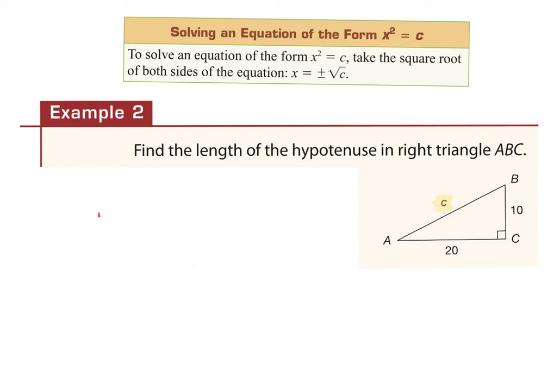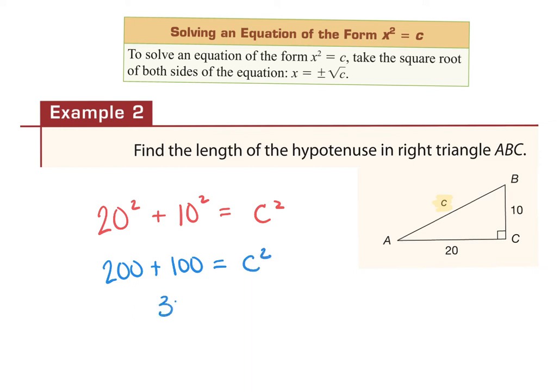I am going to say then 20 squared plus 10 squared equals C squared. So I have 200 plus 100 equals C squared. C squared equals 300. Now 300 does not have a perfect root. Wait, did I do that? No, I said 200. This is 400. I was about to say that should be 500. All right, so 500 does not have a perfect root.